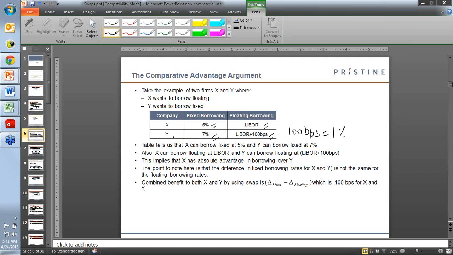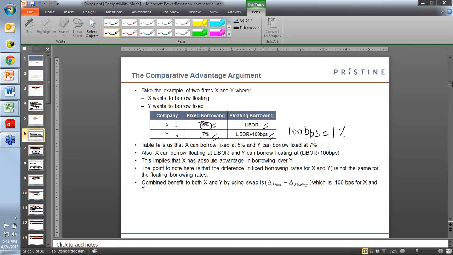So what it says is that if these two companies engage in a swap, they can essentially lower their borrowing costs no matter what type of borrowing they want to conduct. They will be able to lower their borrowing cost. So here we look at the fixed borrowing cost first. We'll see that X has an advantage compared to Y because it has a lower borrowing cost. So this is an advantage for X.